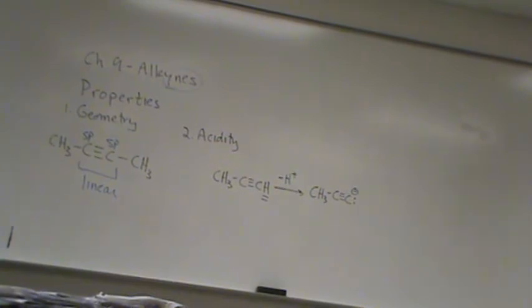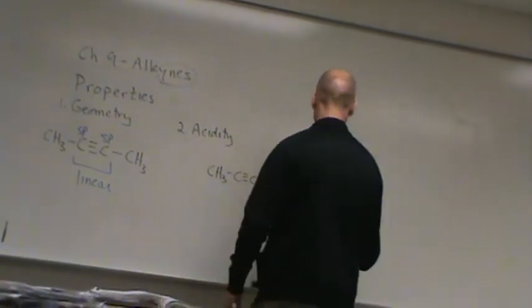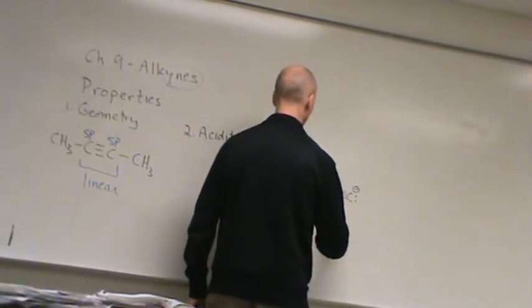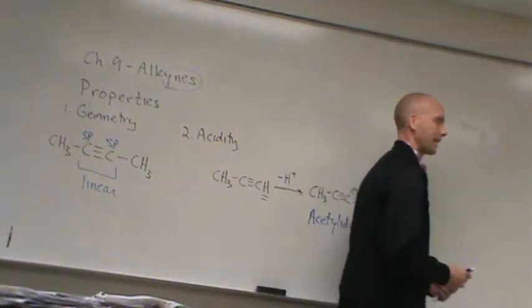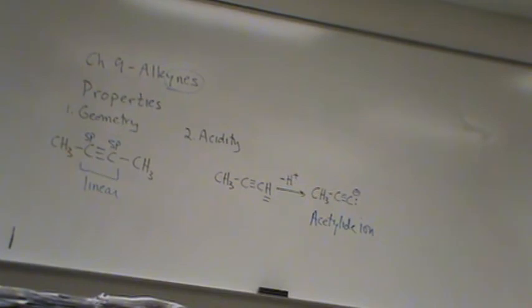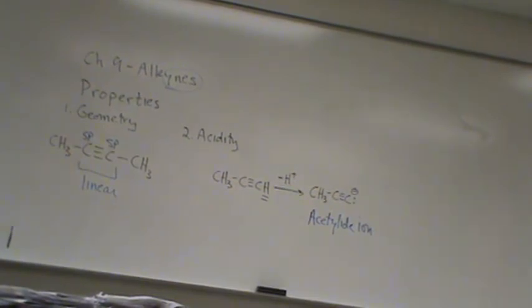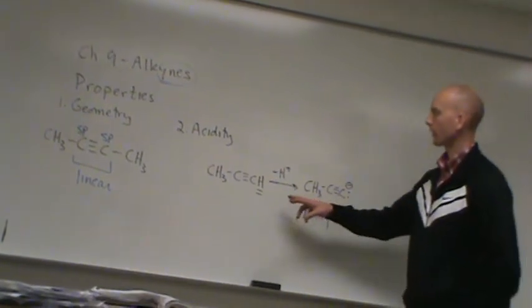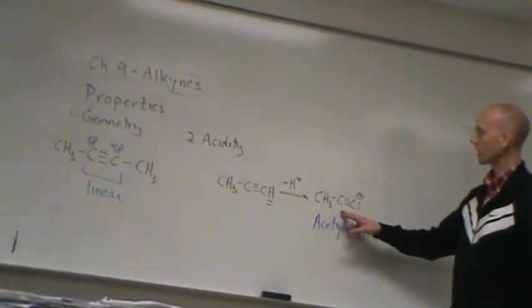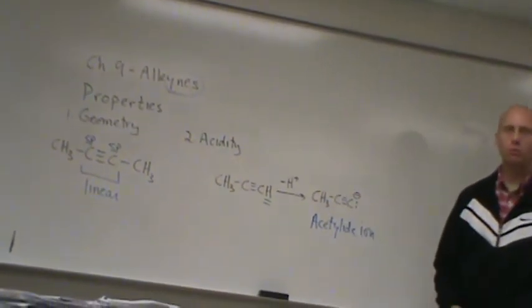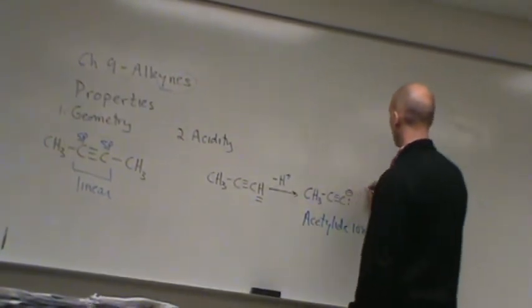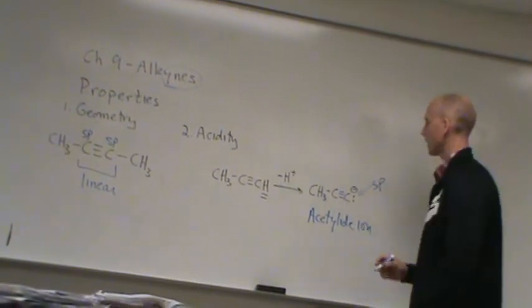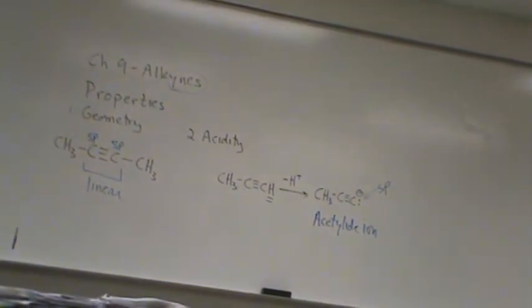That conjugate base is what's called the acetylide ion. The acetylide ion. Okay? So remember, for this acid to be acidic, this conjugate base must be somewhat stable. Remember that? Well, this lone pair here is on an sp carbon.